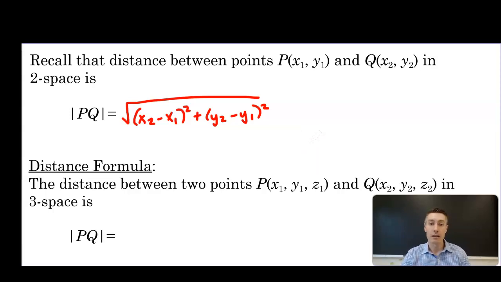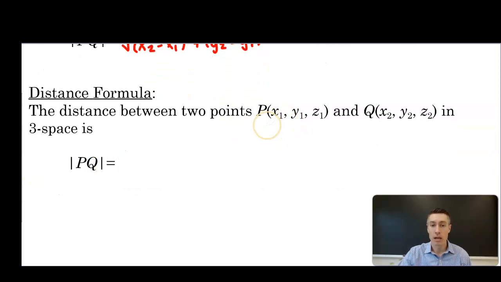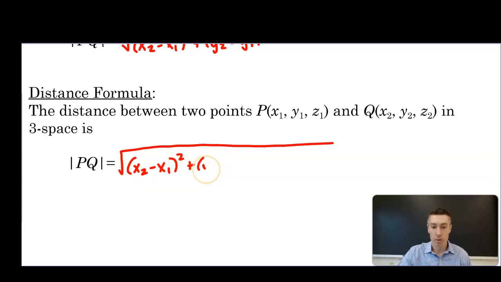So now to extend that into 3 dimensions, we're just going to add a z component to it. So the distance now between points x1, y1, z1 and x2, y2, z2 is going to be the square root of x2 minus x1 squared plus y2 minus y1 squared plus z2 minus z1 squared. And again, that comes from the Pythagorean theorem, a couple of Pythagorean theorems in this case, and we put them together and we get the distance formula in 3 space. So difference of the x's squared, difference of the y's squared, and now the addition of the difference of the z's squared.